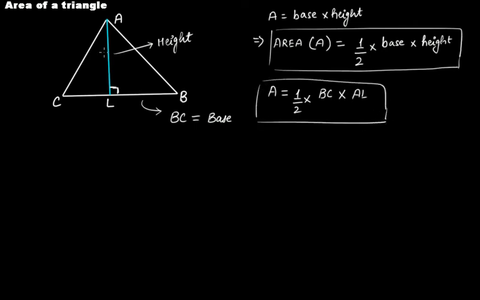Now, we can also have the base as AB and the corresponding altitude as the perpendicular drawn from C on AB. Similarly, we can draw a perpendicular from vertex B on side AC, and then AC becomes the base with the corresponding altitude drawn from B. In all those cases, this formula is going to remain fixed.